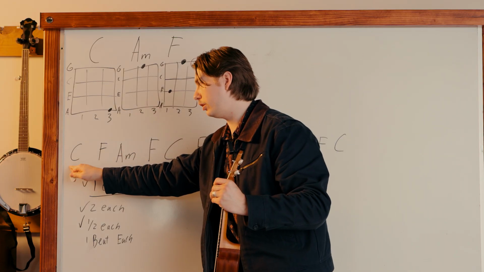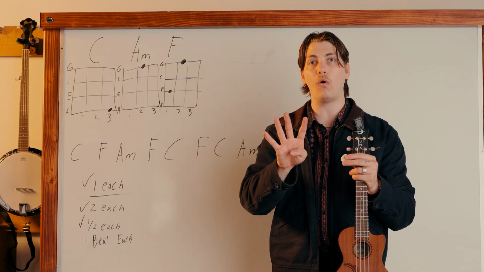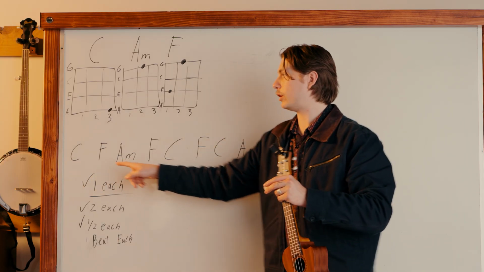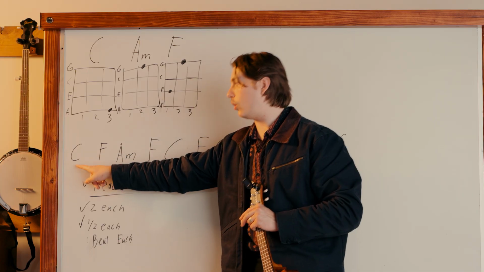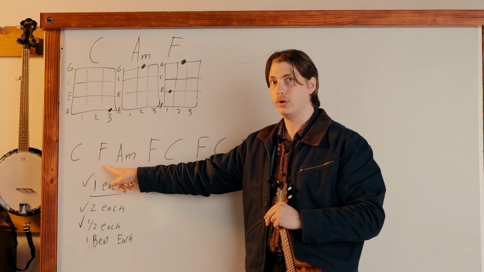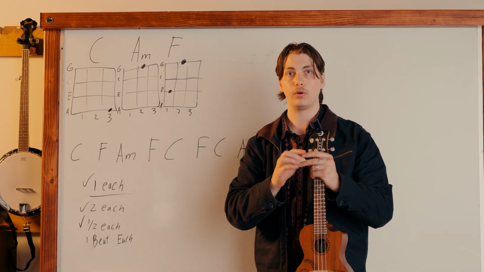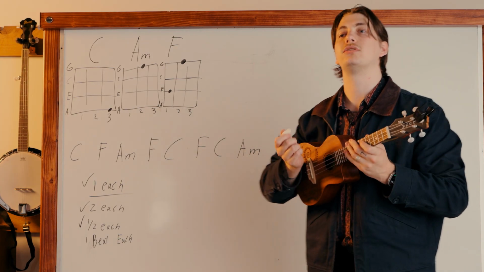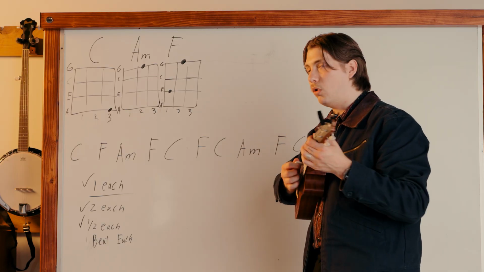So let's start here. We're going to do one measure each, which means we're going to count to 4 once per chord, okay? We're going to go 1 and 2 and 3 and 4 and switch and 2 and 3 and 4 and switch. That's what we're going to do, okay? Here we go. We're going to go like this. 1, 2, 3, 4. Ready.